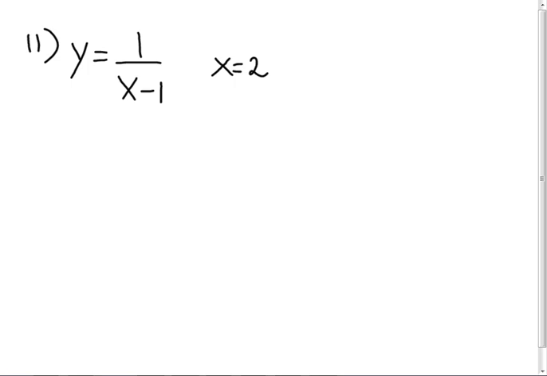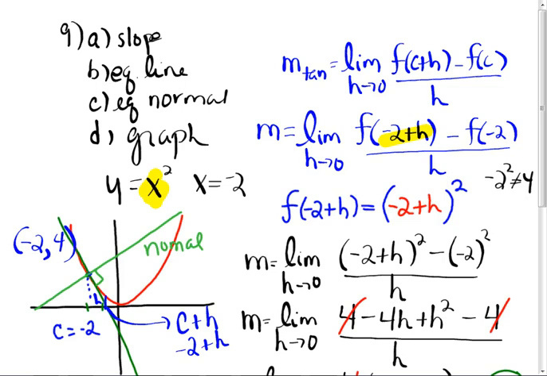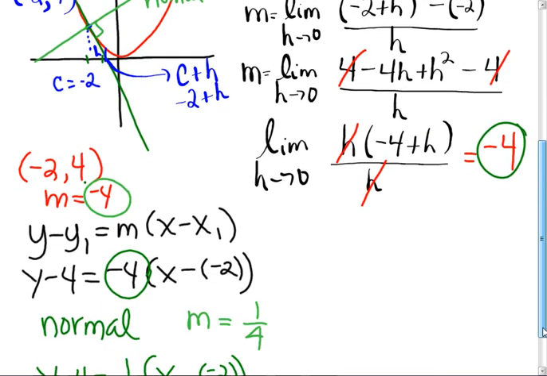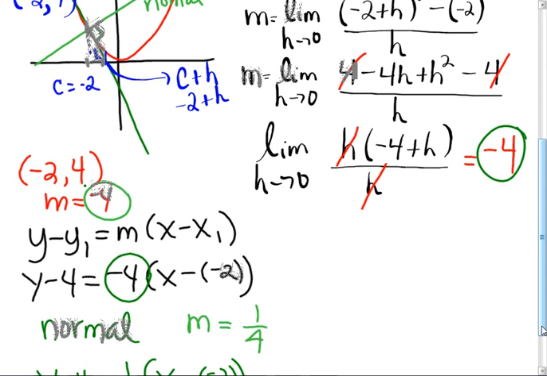The slope of the tangent line is always the limit. Yes, we did. We did it back here. Right here, we did the limit. We found the slope to be, whatever it was, negative 4. That's the equation of the line. This is the slope.